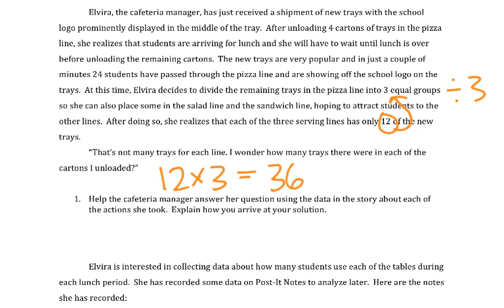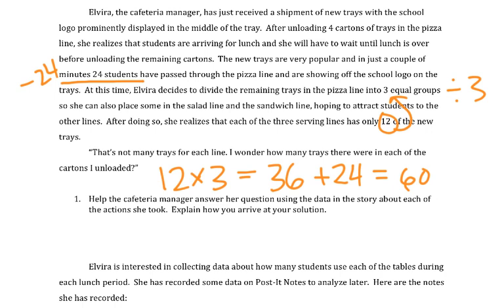Okay, so if we keep reading, we know that 24 of those trays were taken out before she split them up. So in the story, 24 were taken away, but since we're working backwards, we want to do the inverse, so we would actually add 24. And that would give us 60.